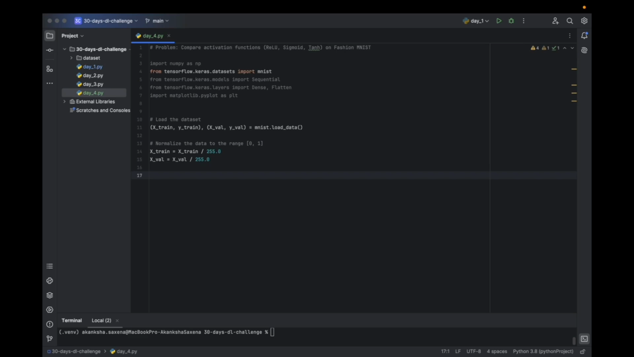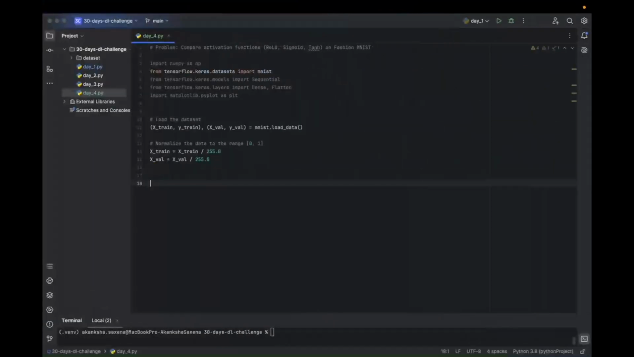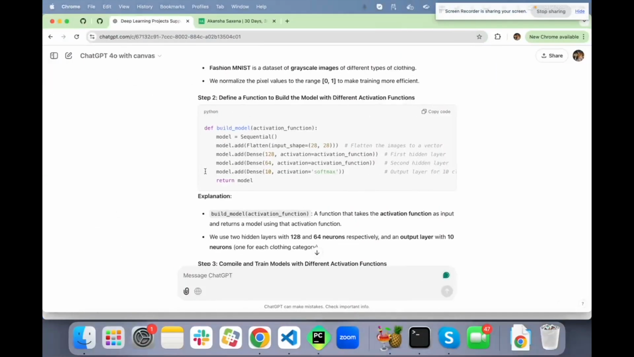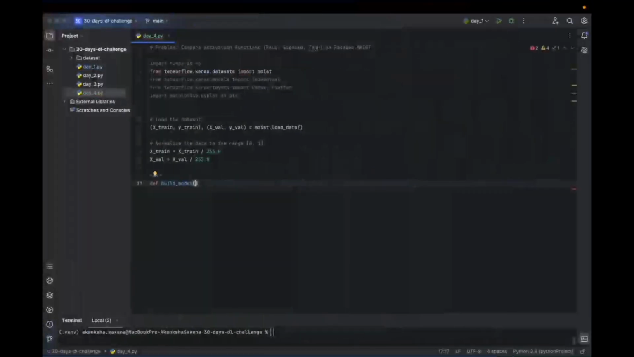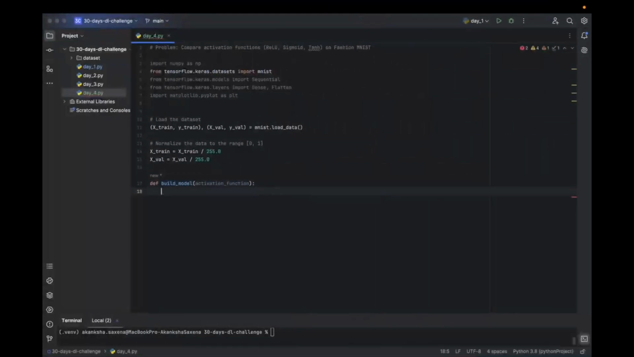Once we do that, we want to train the model. For that, we can create a model function. Def build_model. We will create a function build_model, and here we will pass the activation function. Whatever activation function is being passed here, we are going to build the model according to that.